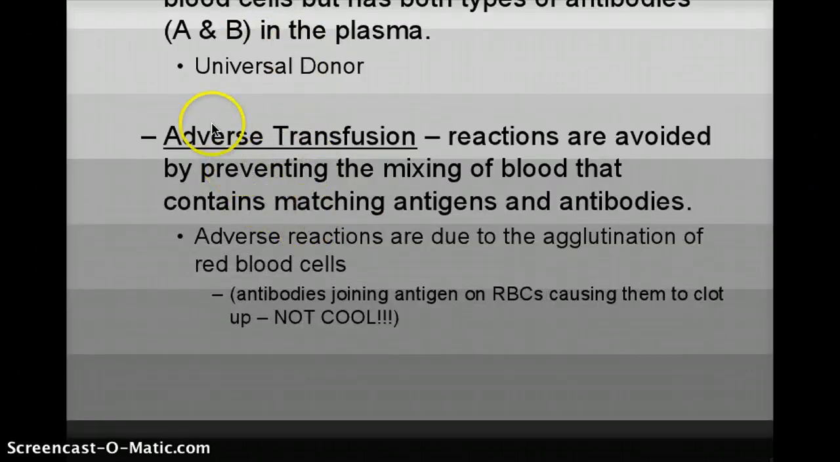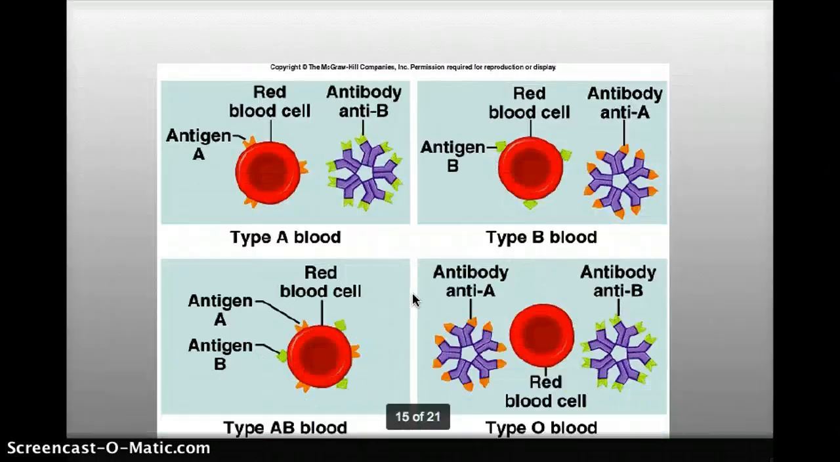So we just mentioned earlier, an adverse transfusion is where you're going to get materials with A mixing with A antibody when we don't want that. We don't want B's matching up with B's. We don't want AB's matching up with an AB. We don't want that because if that's going to happen, again, it's not cool. It's going to cause agglutination or clotting to occur.